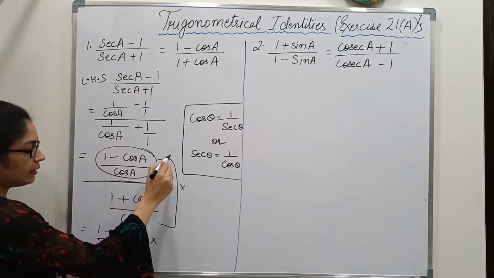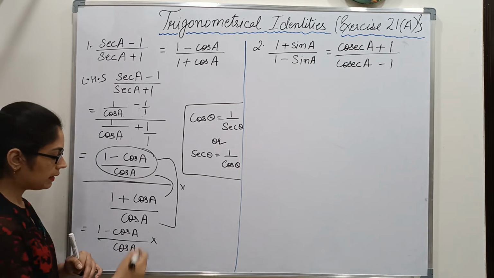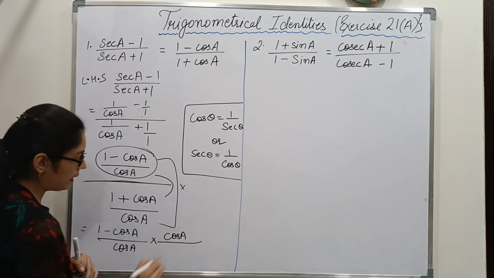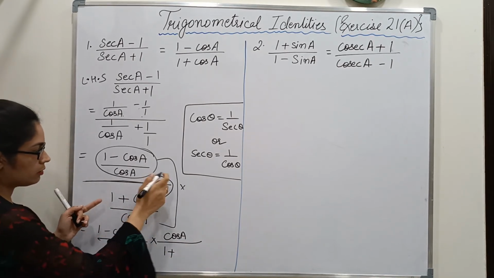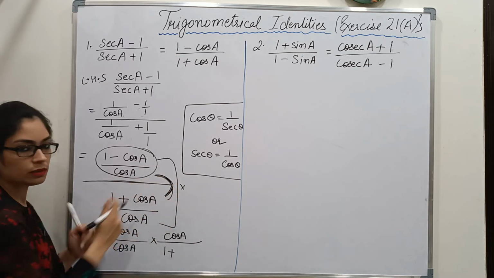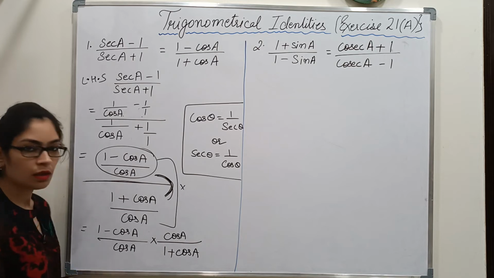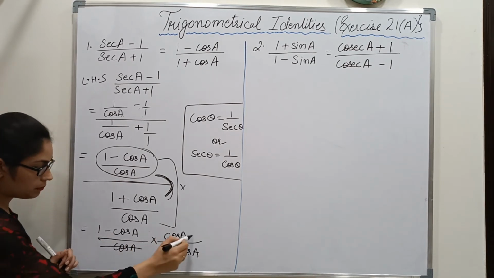So this thing is getting multiplied by this. Inner ones will get multiplied, and outer ones will get multiplied. So here we will write cos A by 1 plus cos A, because this has to get multiplied with this one. So 1 plus cos A. Because these are multiplicative terms, we can do cancellation, same terms will get cancelled.